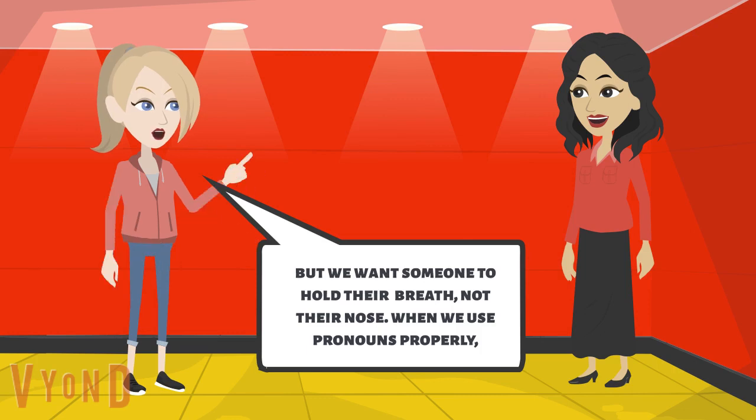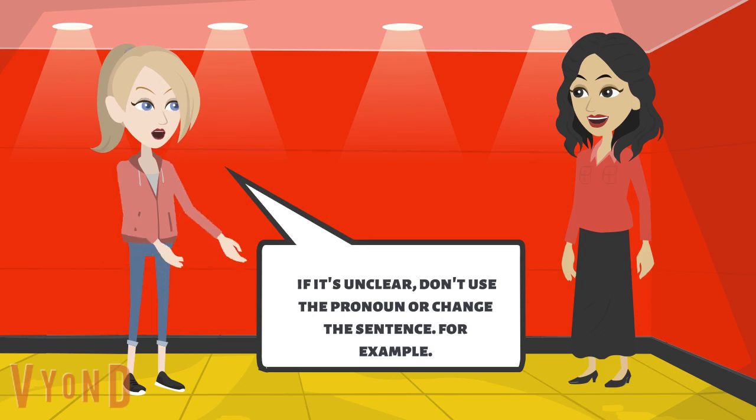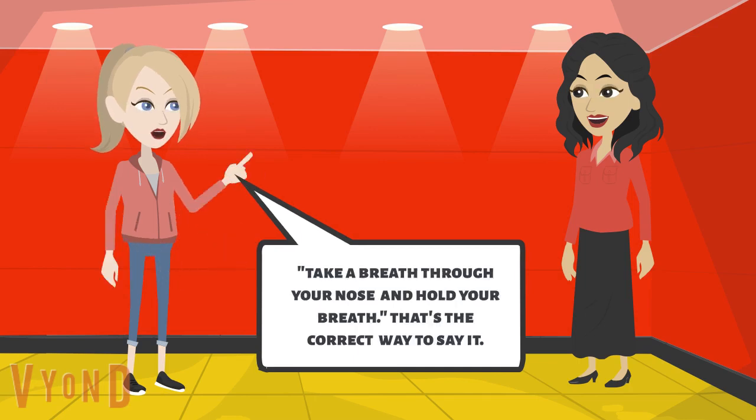When we use pronouns properly, it should be easy to understand which single noun the pronoun stands for. Make sure to be very clear. If it's unclear, don't use the pronoun or change the sentence. For example, take a breath through your nose and hold your breath. That's the correct way to say it.